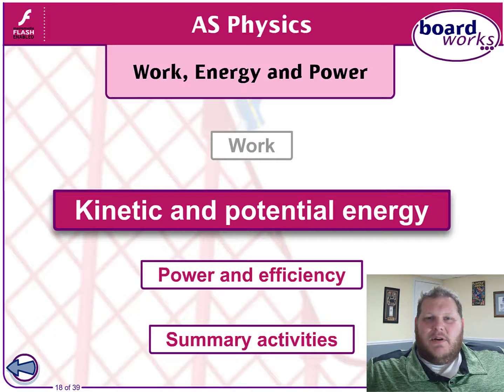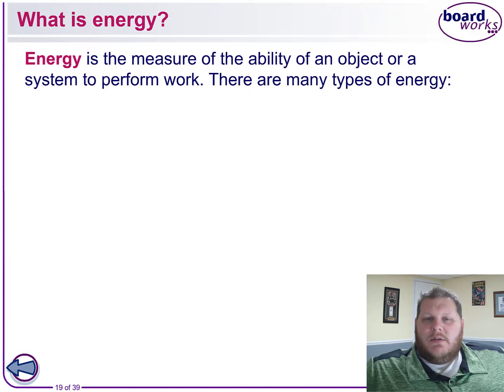Hey guys, today we are going to finish up our notes for this chapter, specifically focusing on kinetic and potential energy. Before we get into those two specifically, let's just talk about what energy is in general. Energy is the measure of the ability of an object or a system to perform work. Basically, if something we're looking at has the ability to do work, it has energy.